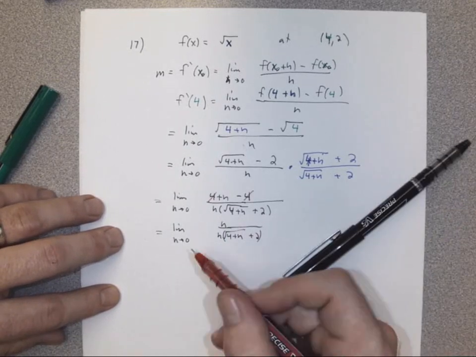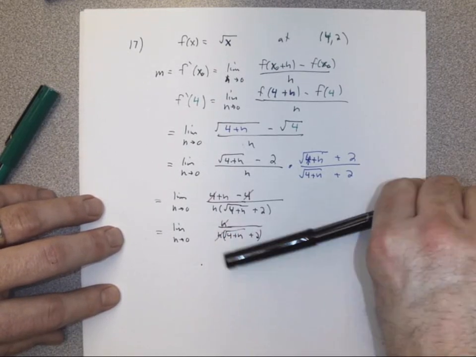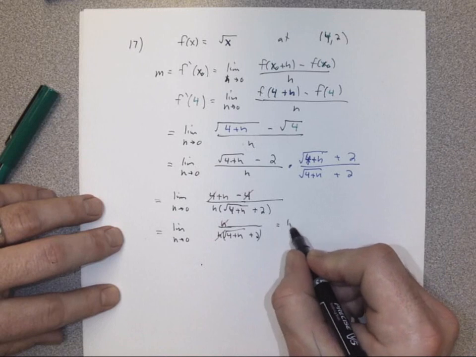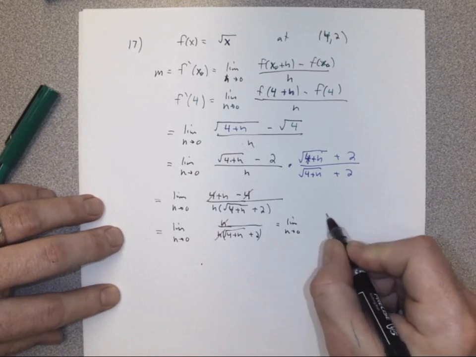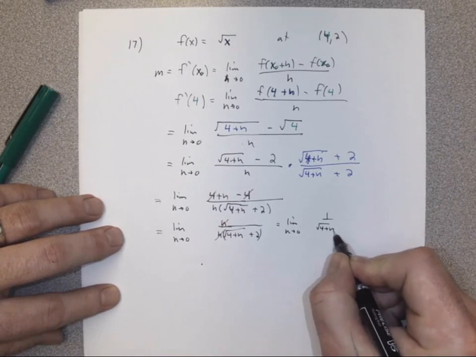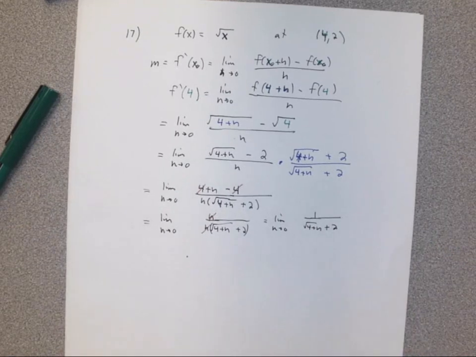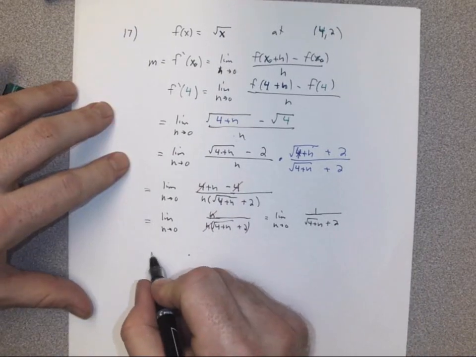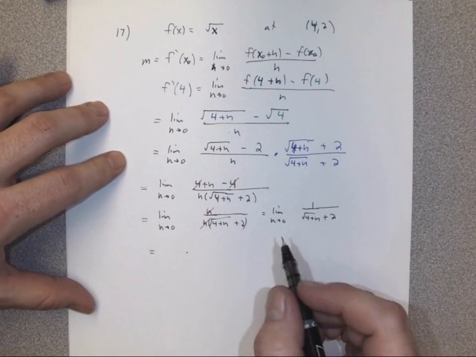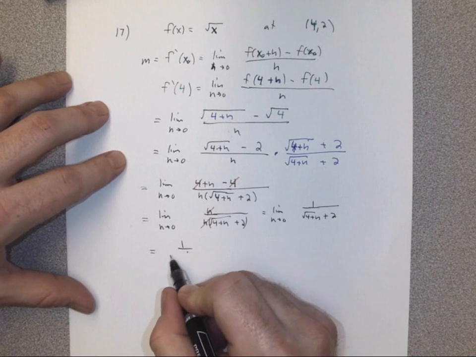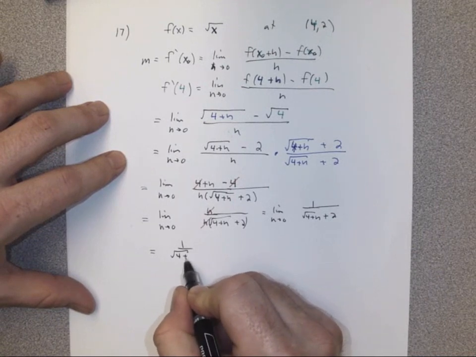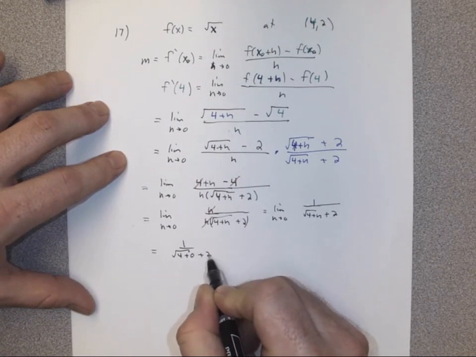And now the h's cancel. What's left in the numerator? 1. Good. So this is the limit as h goes to 0 of 1 over the square root of 4 plus h plus 2. Now remember, you're allowed to plug zeros in the bottom as long as the bottom doesn't become what? 0. Because again, what are you never allowed to write on my test? 0 over 0. Okay, so 1 all over the square root of 4 plus 0 plus 2.